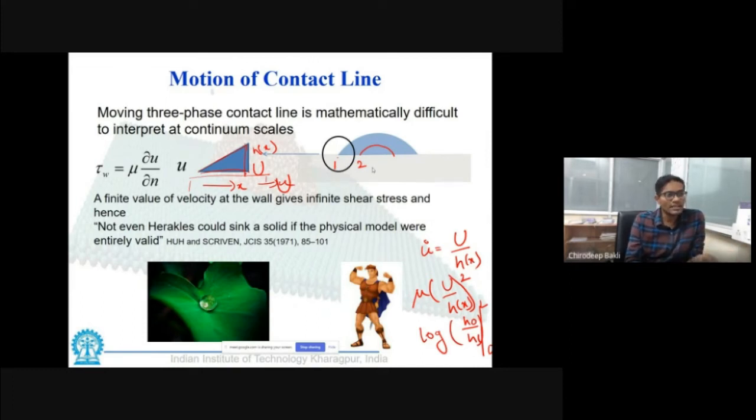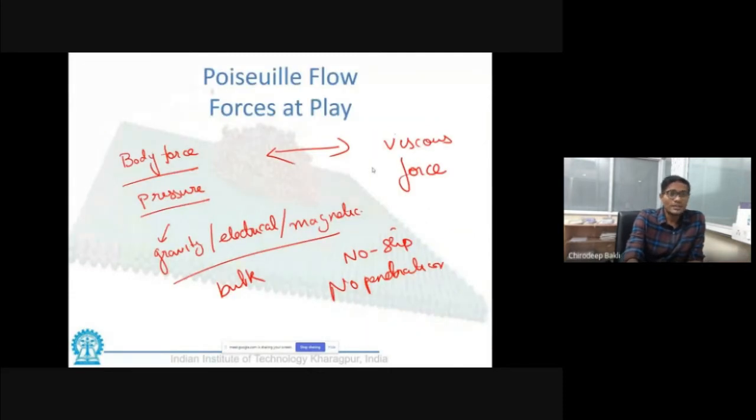And hence they coined this term: not even Hercules, the Roman equivalent of Heracles, could sink a solid. And rhyming with it, not even Helios, that is the sun, can evaporate a drop of liquid, because motion of the contact line has been rendered impossible by our good old physical model, which states that there is no slip and no penetration.